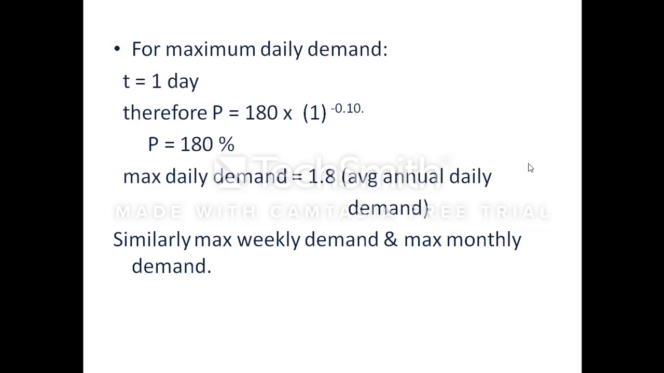Now for maximum daily demand, how to calculate it? Take T equal to 1 day. Therefore P would be equal to 180 into 1 raised to the power minus 0.10. So P is equal to 180%. What is maximum daily demand? It would come to be equal to 1.8 times annual average daily demand. Similarly, you have to find out the maximum weekly demand and maximum monthly demand. You will find out these demands by yourself.